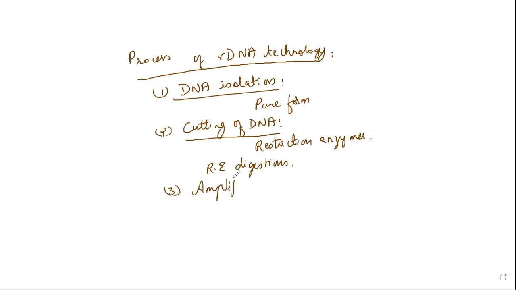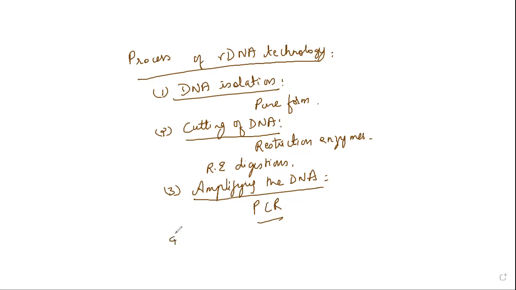The third, amplifying the DNA. Copies of genes are amplified through PCR, polymerase chain reaction. It is essentially a process to increase a single DNA copy into several thousand copies, after the desired gene of interest is cut with restriction enzymes. That happens in amplifying of DNA.